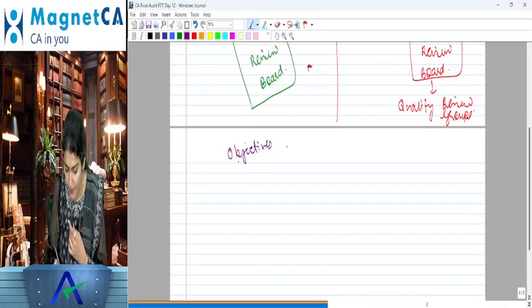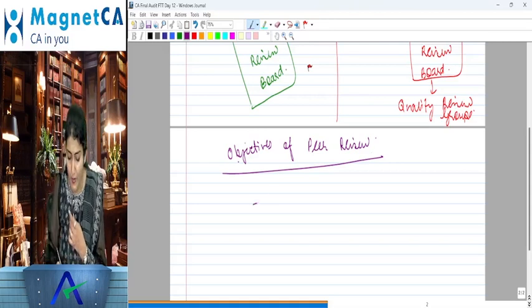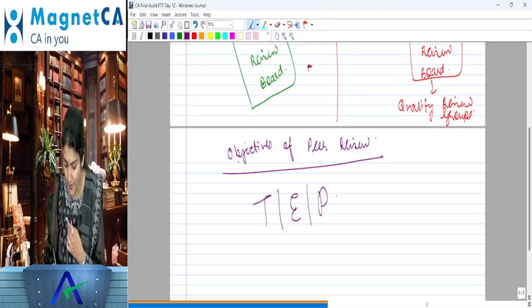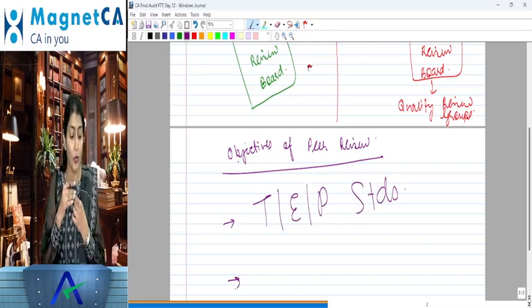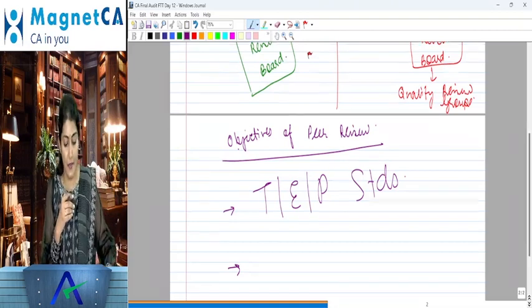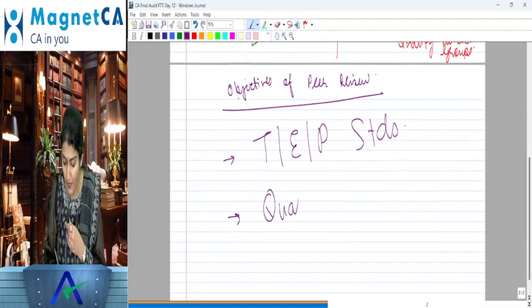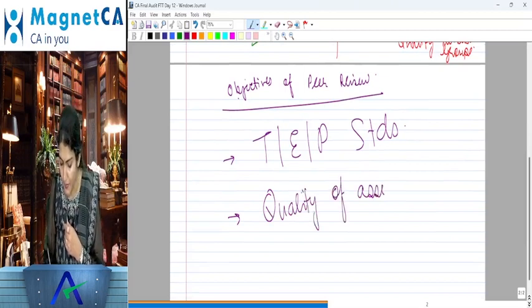Right? So what are the objectives of peer review? Why is peer review conducted? To check that the firm complies with the TEP, technical, ethical and the professional standards. You don't do the work as you wish. You do the work as per the technical standards, the ethical standards and the professional standards, and also there is the quality of your assurance services, right? There should be the quality of the assurance services.